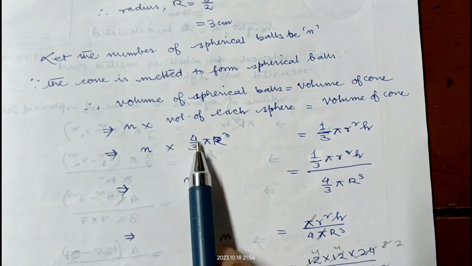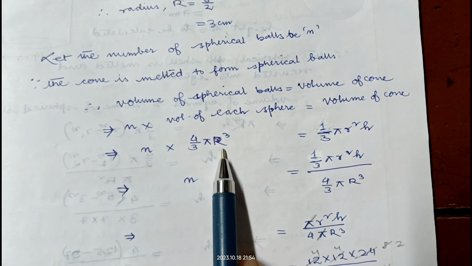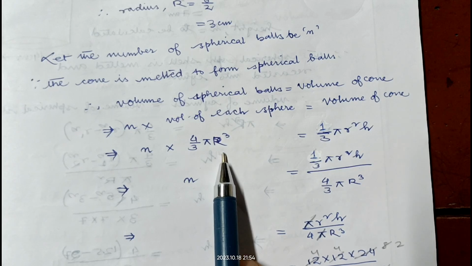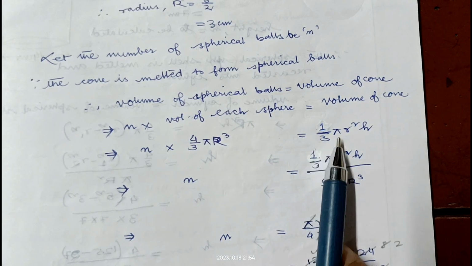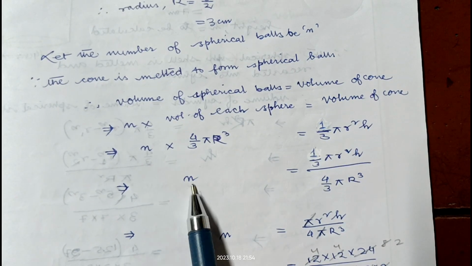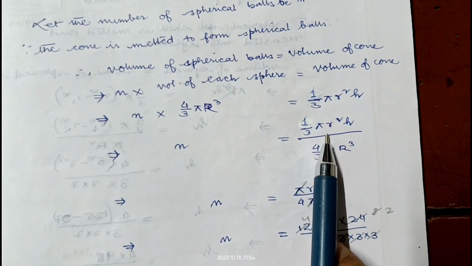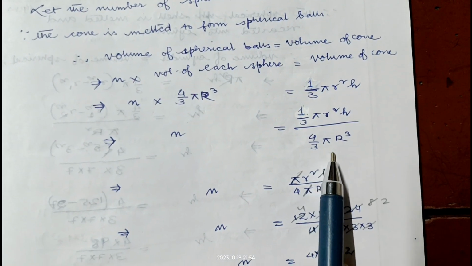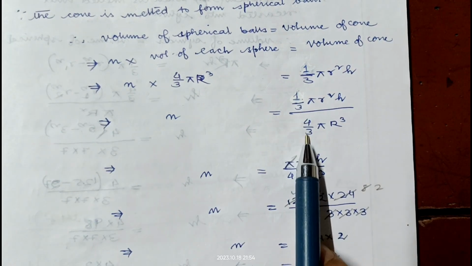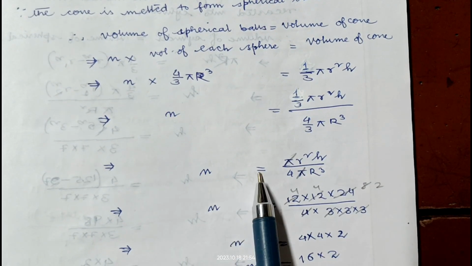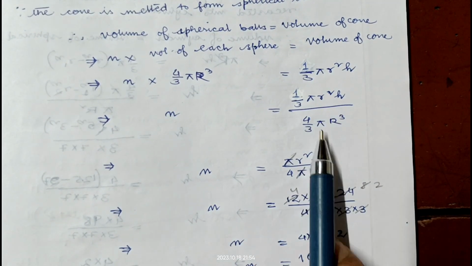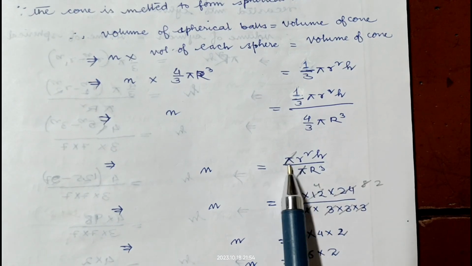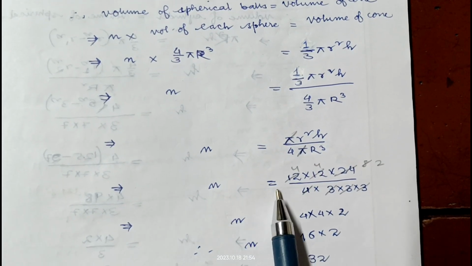So n into 4 by 3 pi R cube. In case of sphere, we have considered capital R to be the radius, equals 1/3 pi r square h. So n equals 1/3 pi r square h divided by 4 by 3 pi R cube. These 3 and 3 can be cancelled. So we got n equals pi r square h divided by 4 pi R cube. Pi also can be cancelled. So n equals r square h divided by 4 R cube.